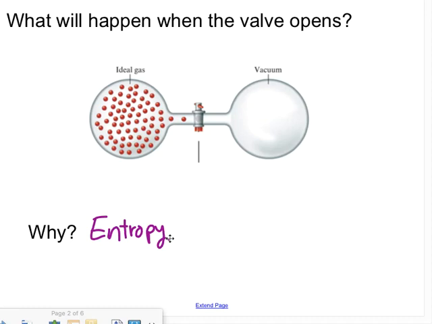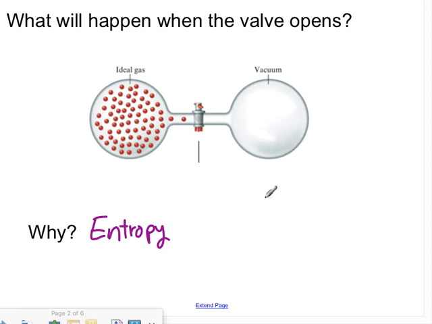Entropy is usually described as a state of disorder, or like the disorganization of a system, or the chaos of a system. But a more mathematical way we could think about it is the more possibilities for something to be true, the more entropy there is. So if you think about the atoms, to have all the atoms on one side, there's only one option. There's only one way that can happen. It's every single atom has to be on the left. But there's lots of ways that the atoms could be evenly distributed.